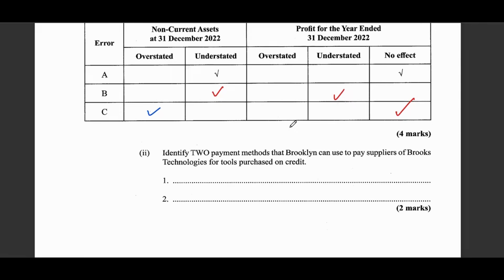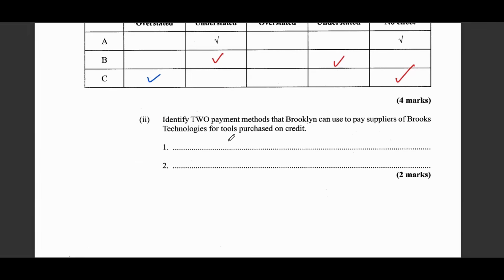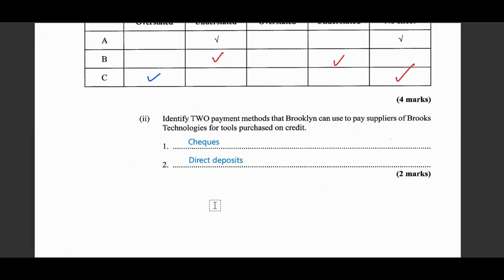Alright guys, moving on to number 2 now. Identify two payment methods that Brooklyn can use to pay suppliers of Brooks Technology for tools purchased on credit. Two payment methods. Well, they can make payments via checks as well as direct deposits. Great. Nice. So moving on from there now.